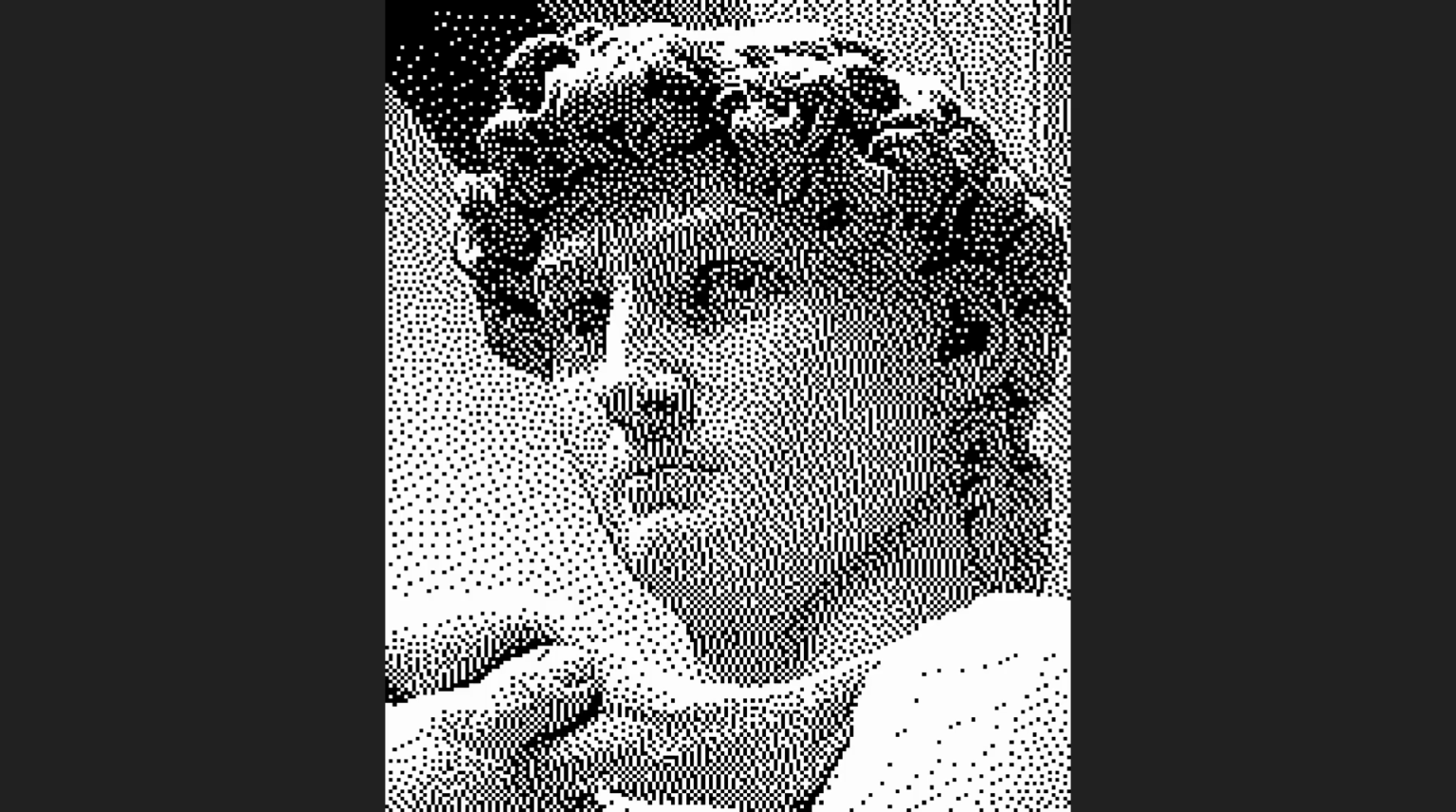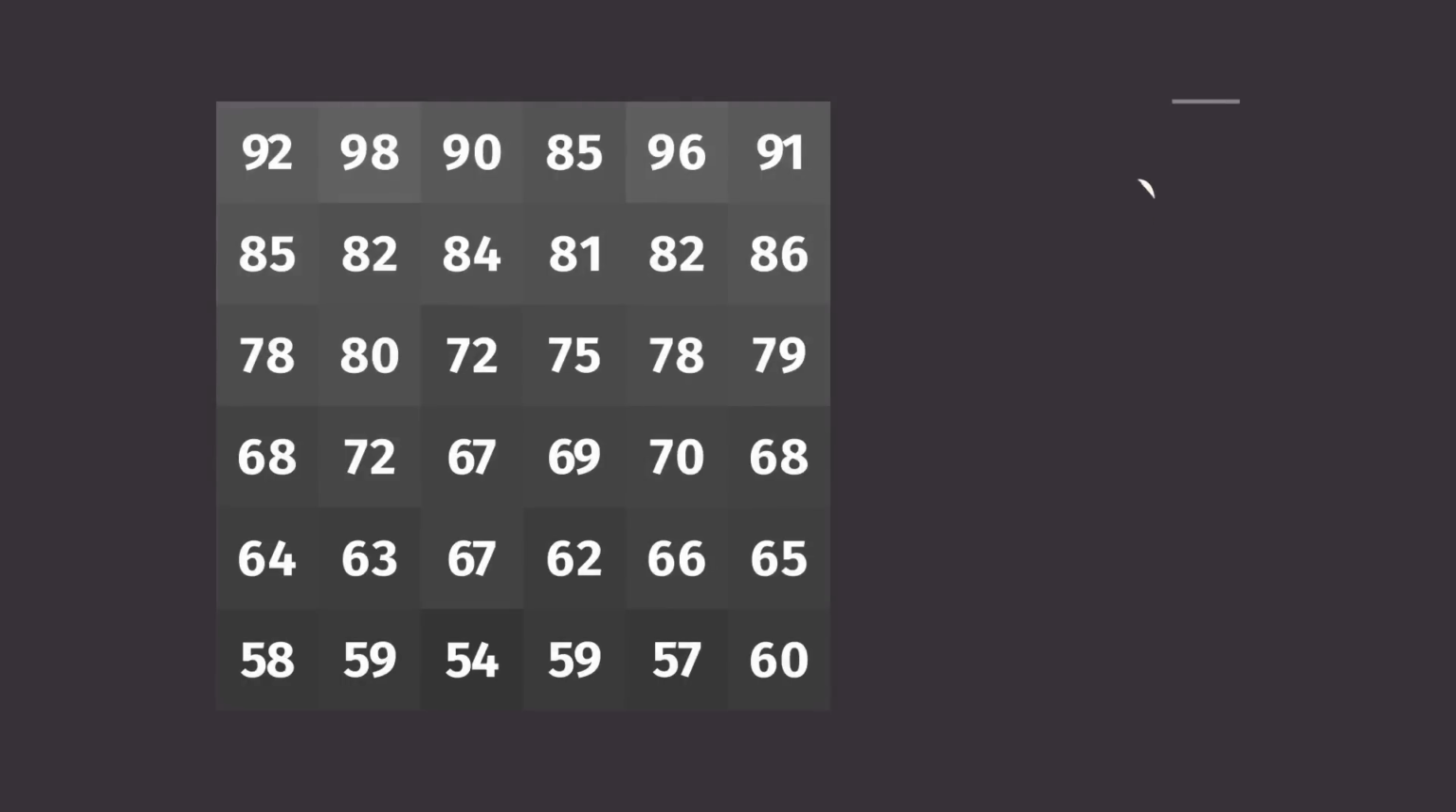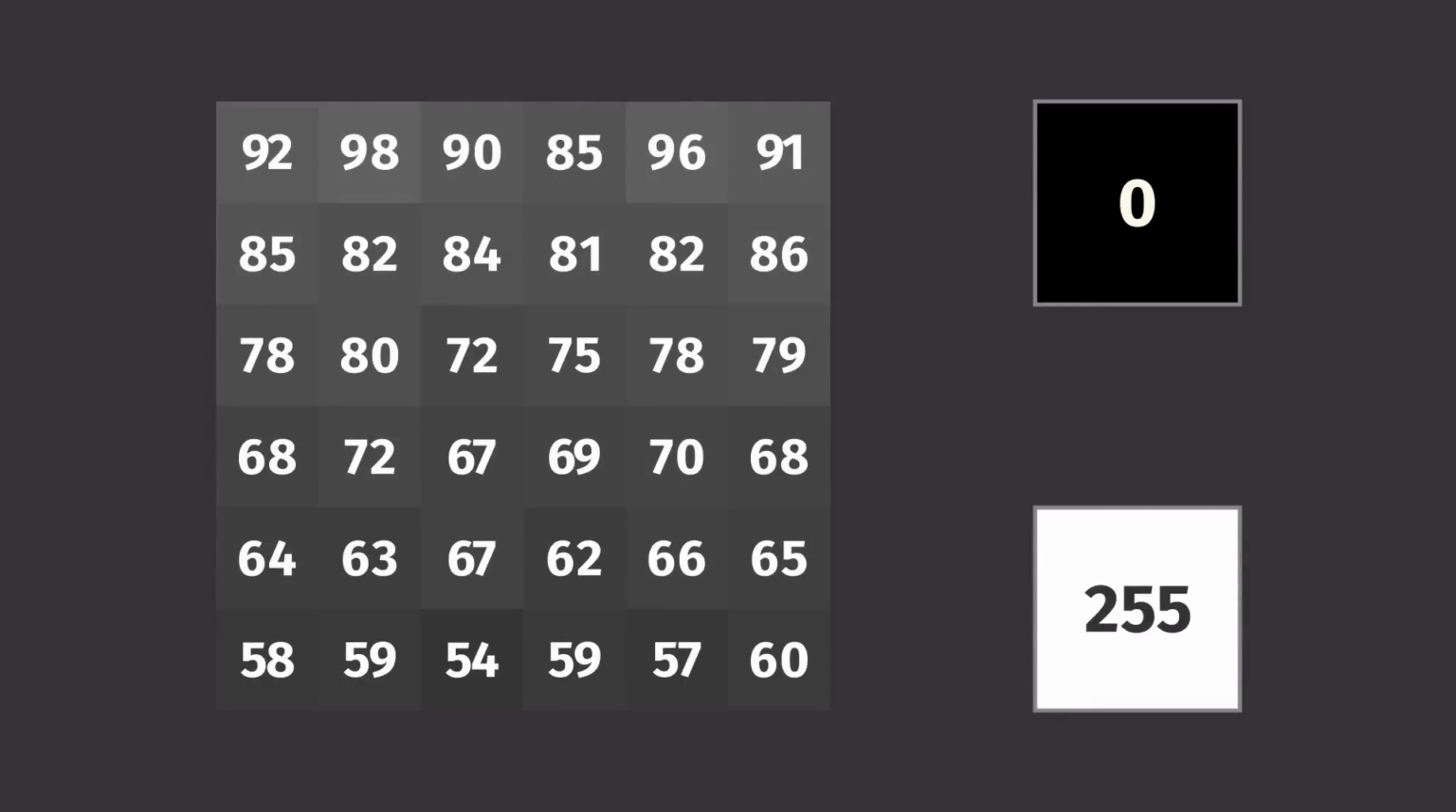The first algorithm that I will showcase is called Floyd-Steinberg Dithering. What's nice about this effect is all the points look random, even though they are not actually randomly placed. So let's say we have a grayscale image. Each color value is between 0 and 255, where 0 is black and 255 is white.